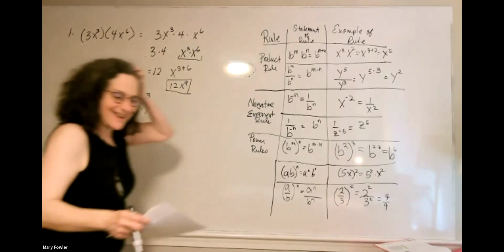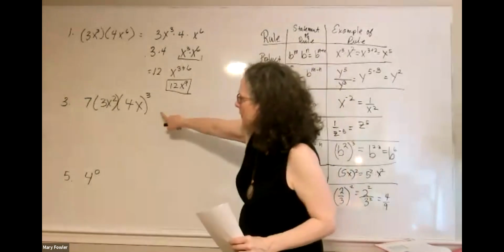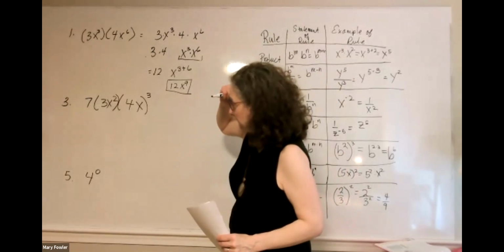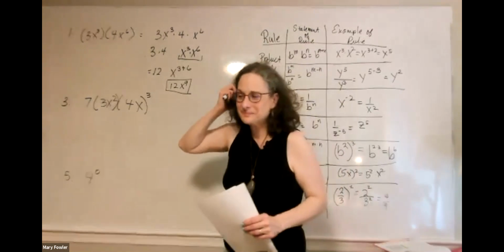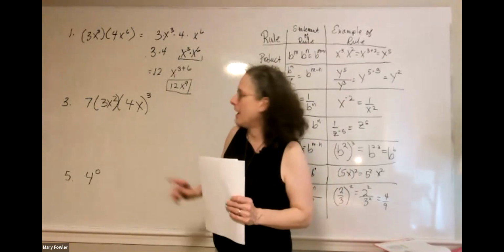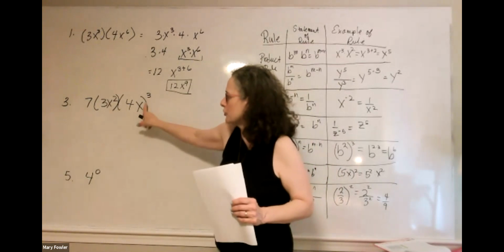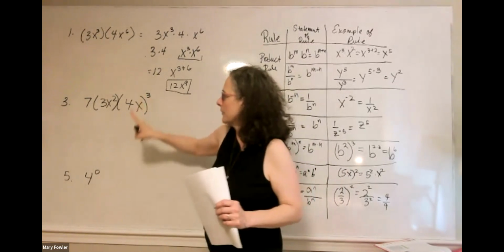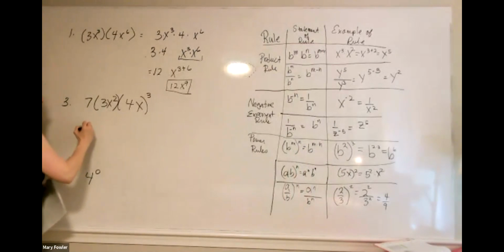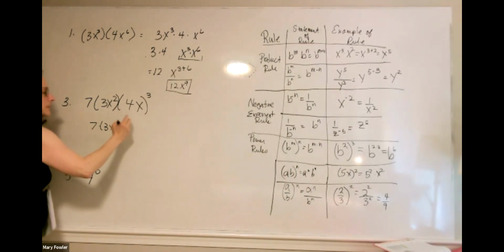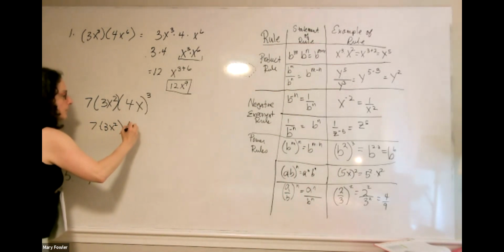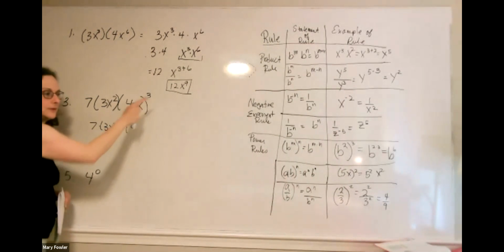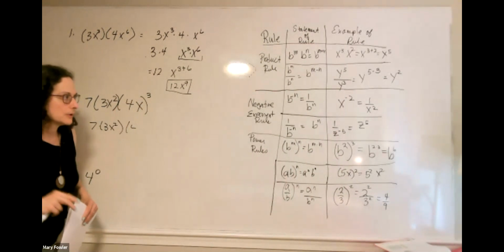Okay. All right, and let's go ahead. We're going to look at number 3. The first thing we're going to do is take care of the exponent order of operations. Okay. So we have 7 times 3x squared. And now we have 4x, that whole quantity raised to the 3rd power.